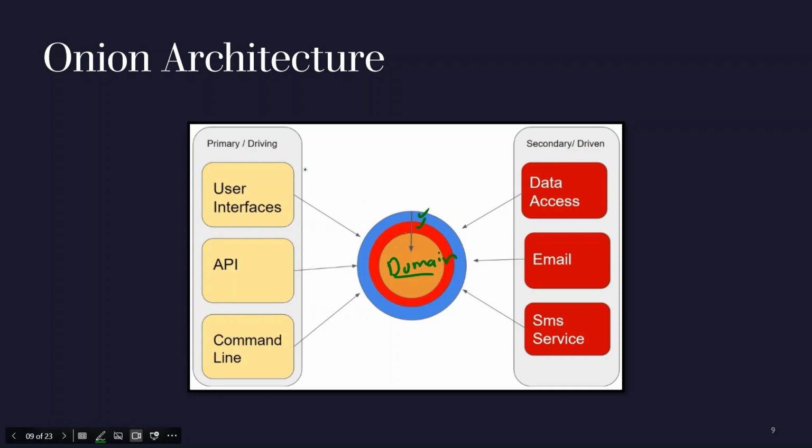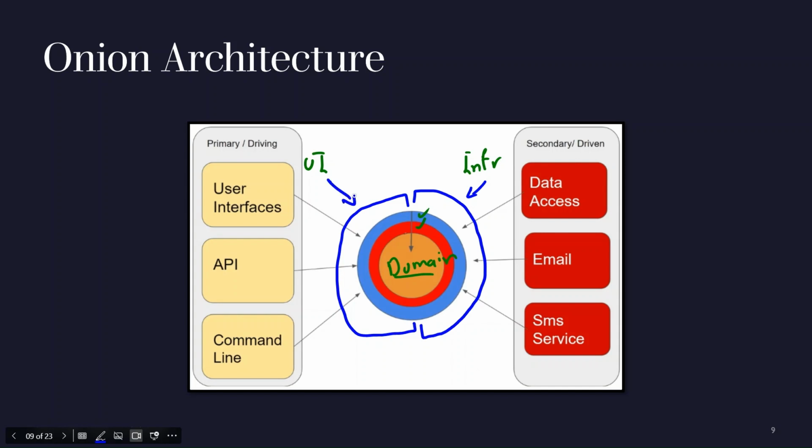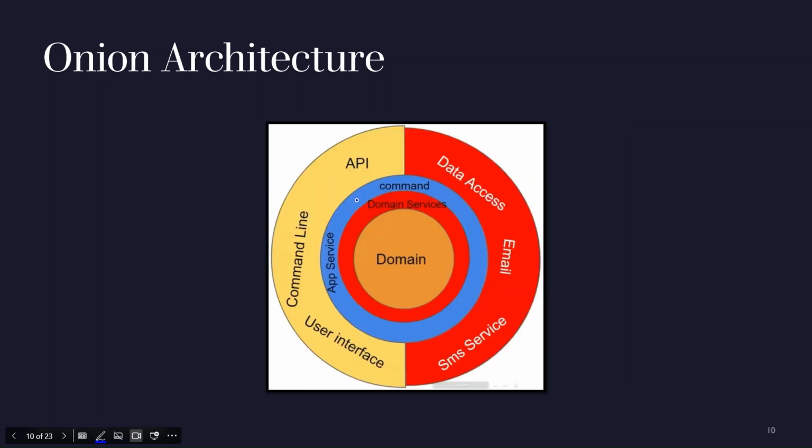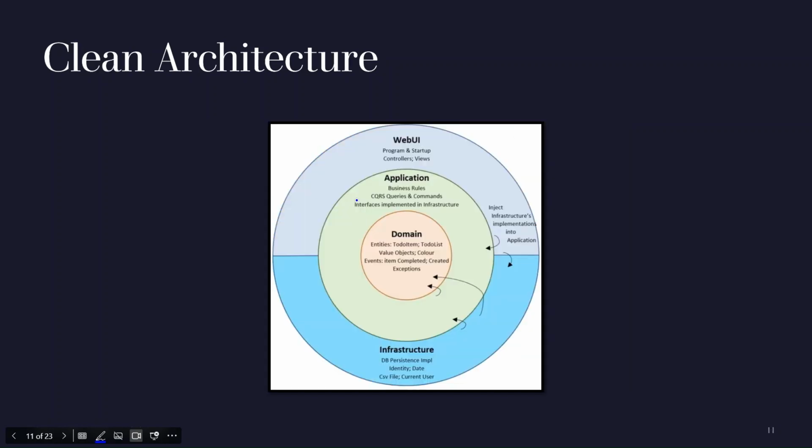I can represent these layers in a circular format. On the left, we have the UI, and on the right, we have the infrastructure. As you can see, I can adjust the design to be circular, like this. Clean architecture, the best of all worlds.